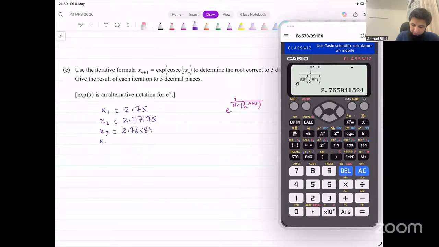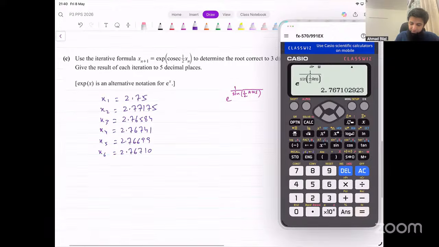2.76584 X4. 2.76741 X5. 2.76699 X6. 2.76710. It's fairly stable now.